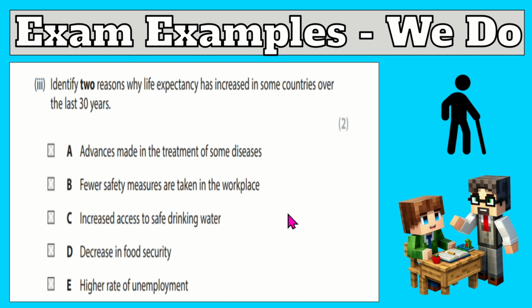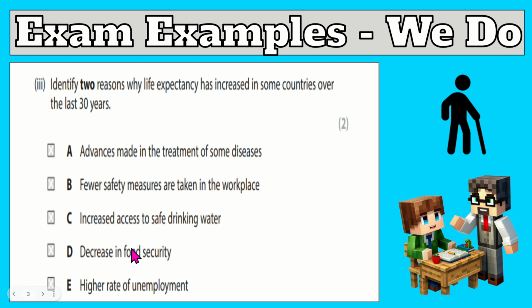Okay, I will proceed. So if I go through here, advances made in treatments of diseases. Well, diseases and treatments, that's going to prolong life expectancy. So I feel like that's going to be a correct answer straight away. Few safety measures taken in the workplace. Well, safety, if you spend less time with safety, again, that's not going to increase life expectancy, is it? So no, that's going to be wrong for me. So I'm going to cross that one out. Increase access to safe drinking water. So that sounds correct to me.